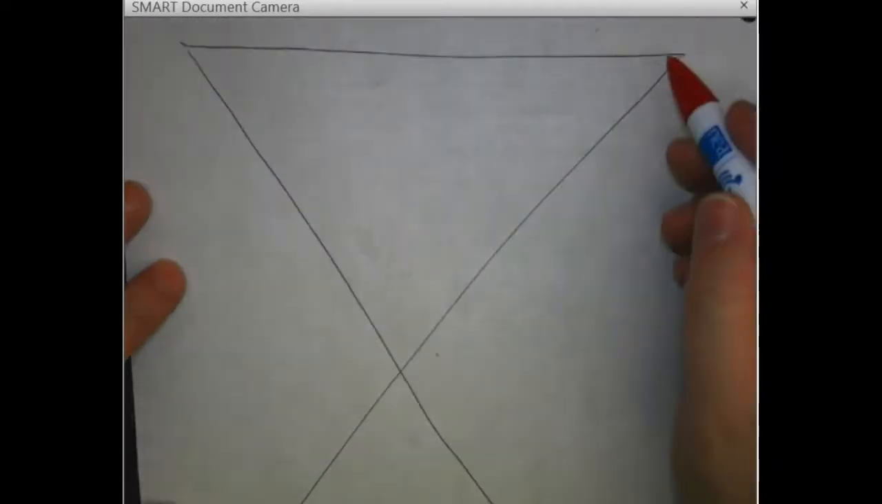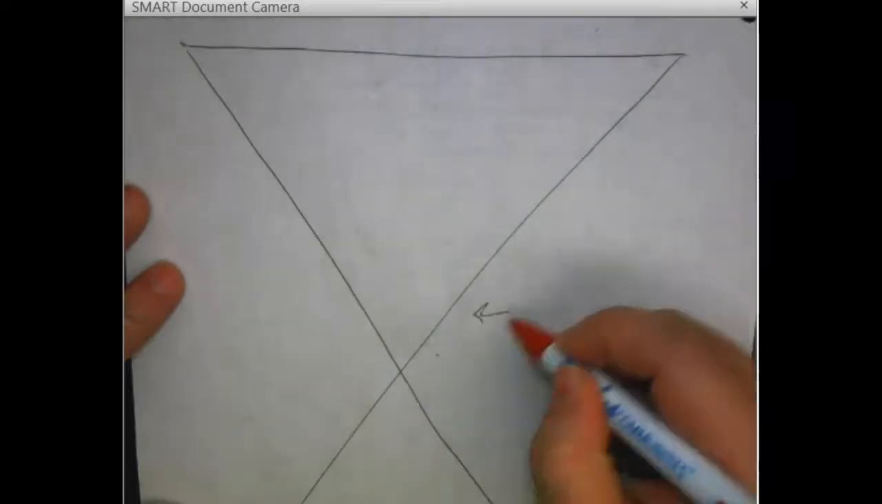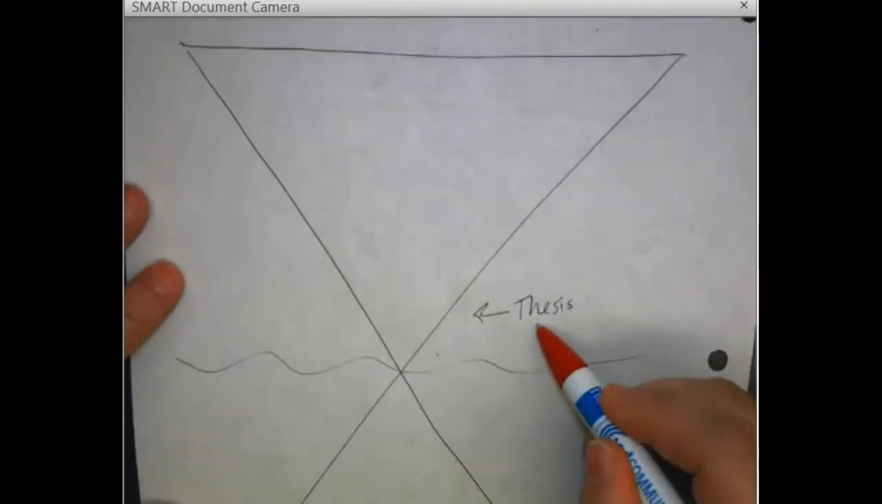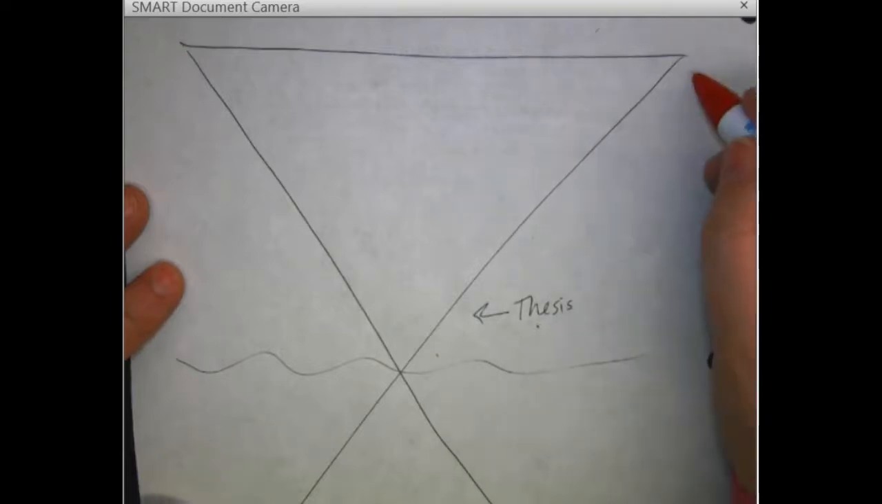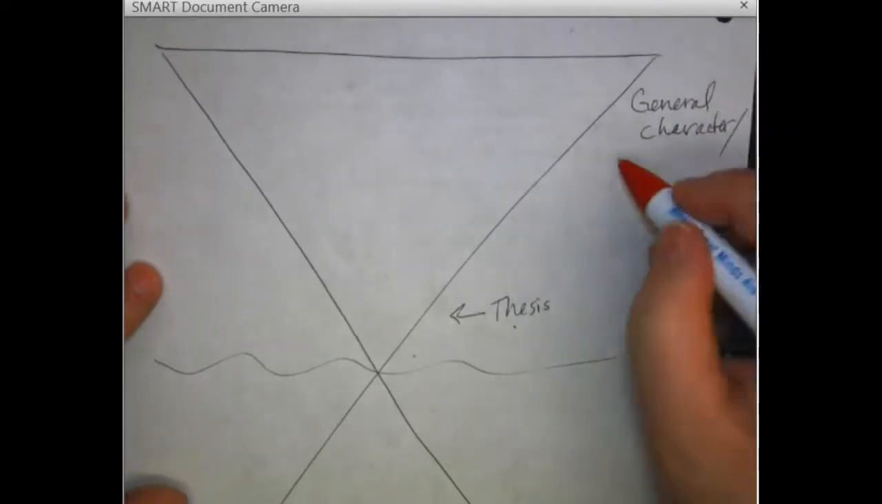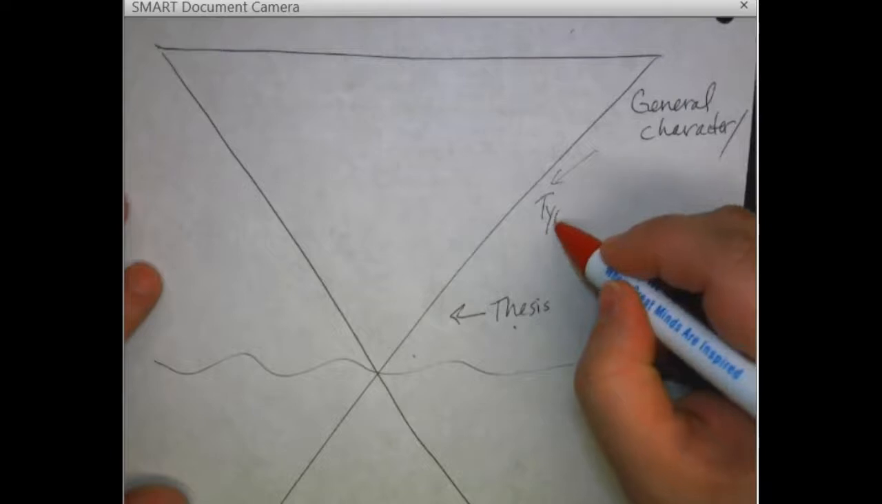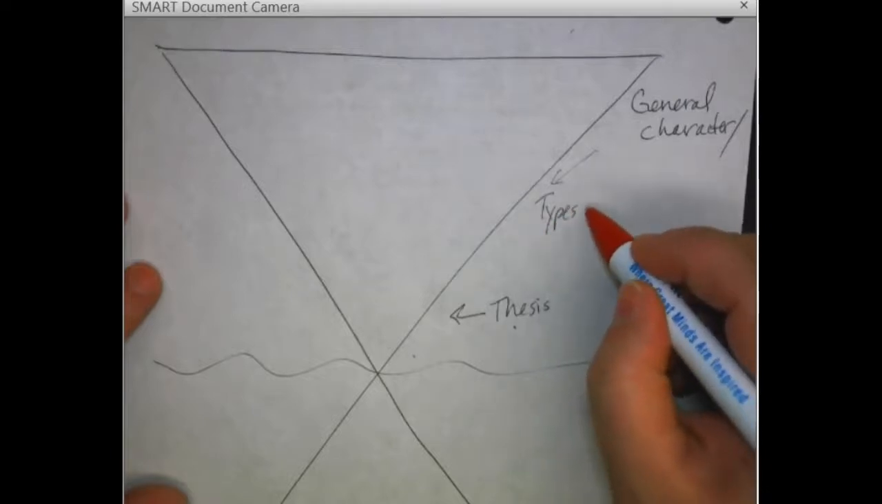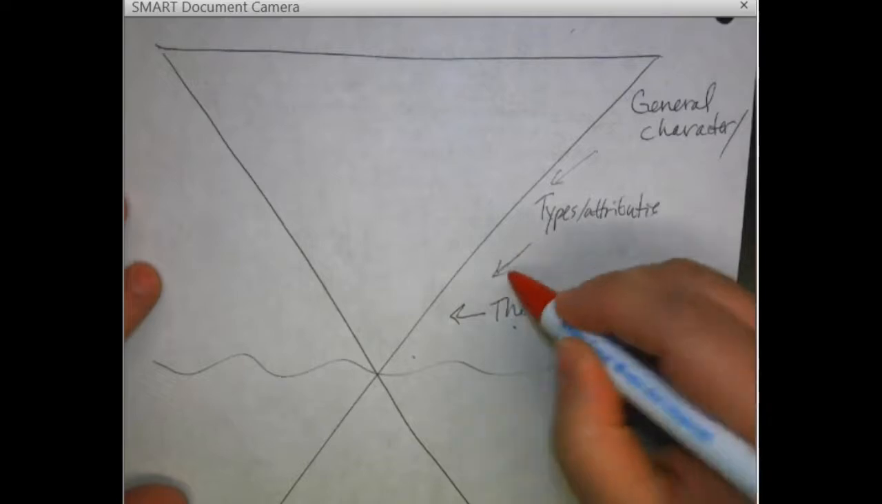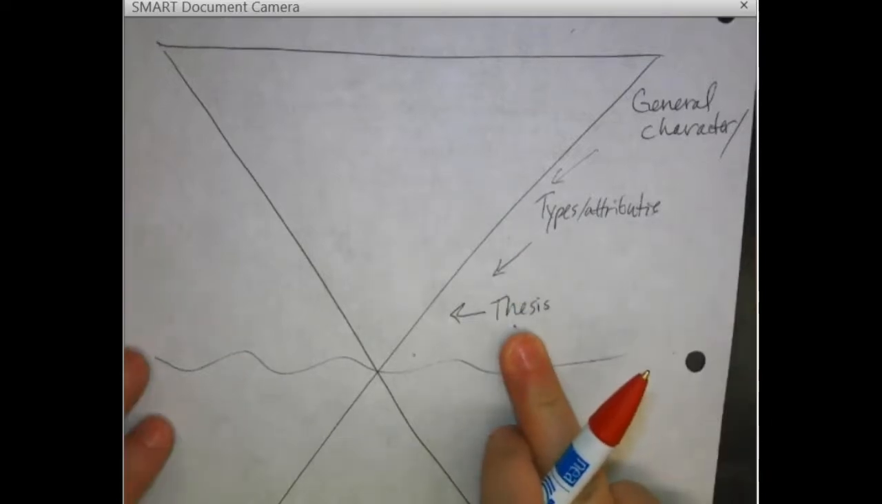This is the graphic organizer I would suggest. I would remind you that the thesis statement you've already come up with should be the end of your introduction. So you could start out with a general statement about characters or similarities or something. You can narrow that down to maybe different types or attributes of characters, and then eventually you're going to list your character that you are similar to and why.